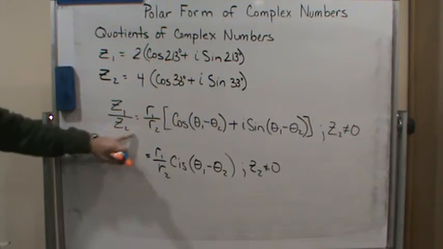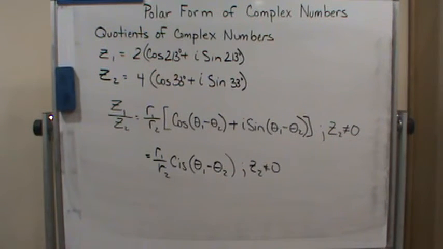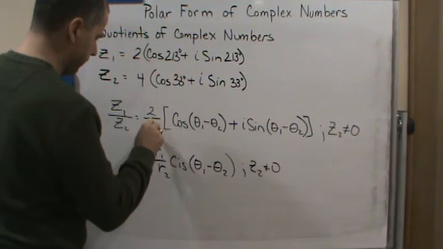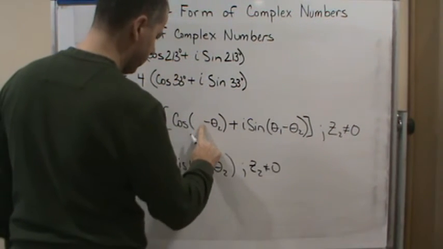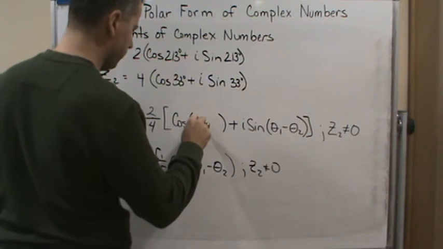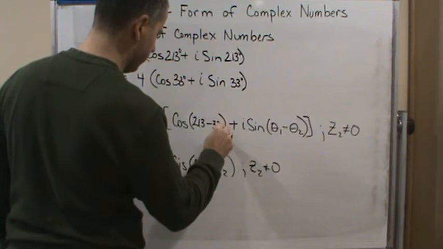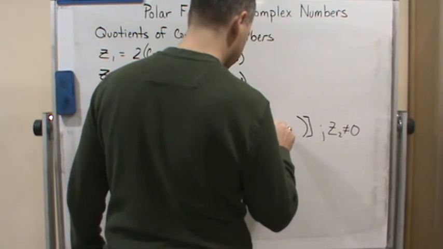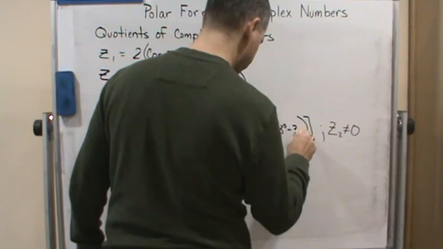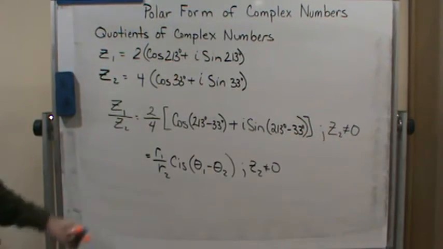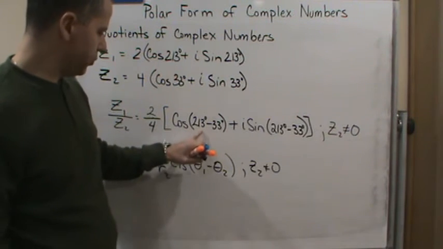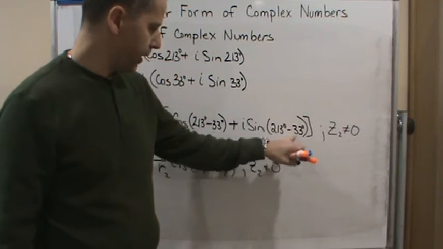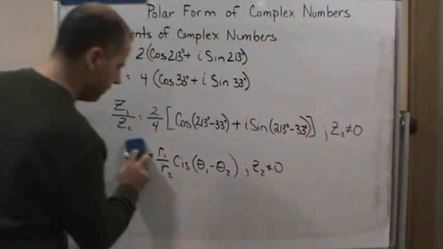Okay, so now what we're going to do is we're going to apply the formula for finding the quotient of a complex number. So we're just going to substitute in for R1 and R2, and then substitute it in for theta 1 and theta 2. Okay, so I've got 2 divided by 4, and then I've got cosine of 213 minus 33 plus i sine of 213 degrees minus 33. Okay, and so now I'm going to simplify this.